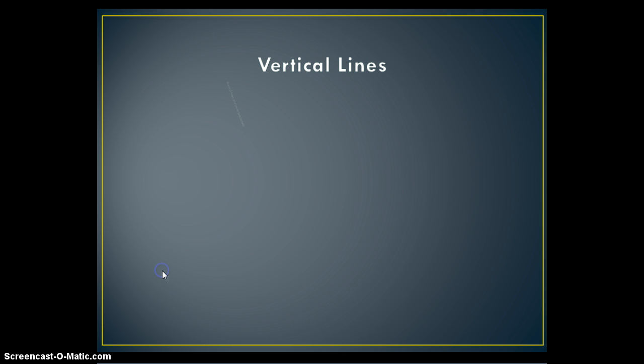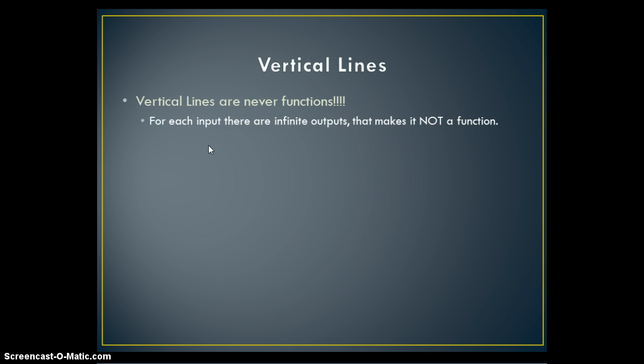So vertical lines. Vertical lines are never functions. Never, ever, ever. Yes, you should write it down. Vertical lines are never functions. If it's straight up and down, it is not a function. Why? For each input, there are infinite outputs. That's what makes it not a function. If I get out more than one output, it is not a function.